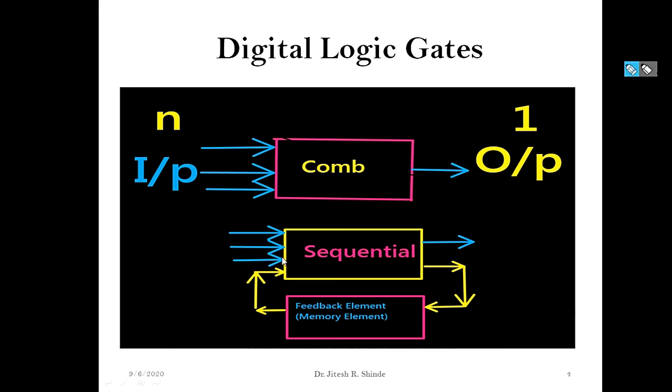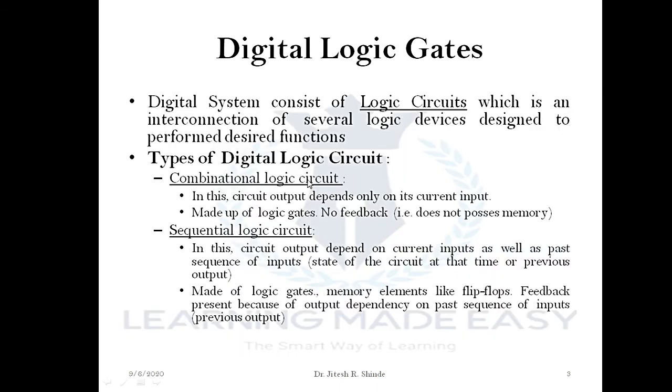The first type is the combinational logic circuit. Its output depends on its current input, it is made up of logic gates, and has no feedback. The sequential logic circuit depends on the current input as well as the past sequence of input, that is the state of the circuit at that time or the previous output. It is made up of logic gates and memory elements like flip-flops, with feedback present because of output dependency on the past sequence of input, that is the previous output.